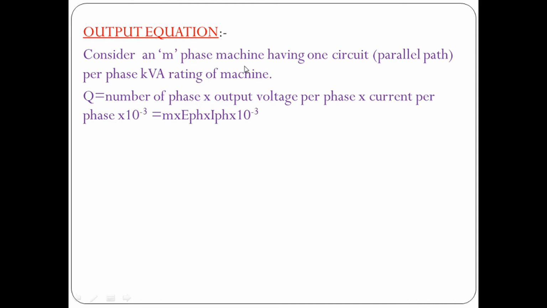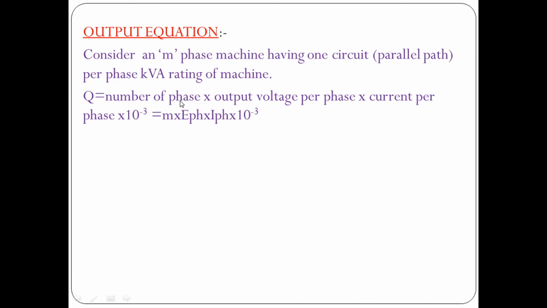So consider an M phase machine having one circuit or one parallel path per phase. The kVA rating of the machine, Q, is the number of phases into output voltage per phase into current per phase into 10 to the power minus 3. M phase means the number of phases, so it is a three-phase machine. Normally Q is represented in kVA.